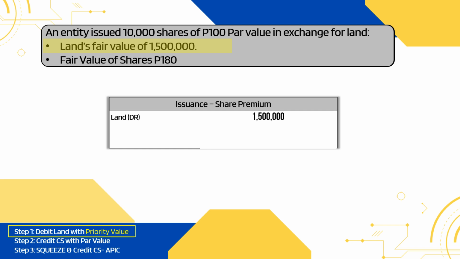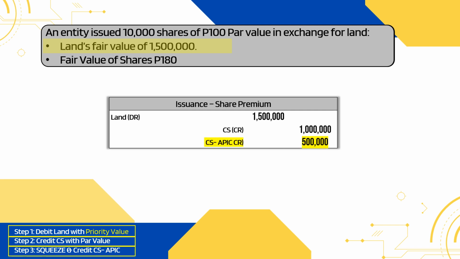Again, the next step will be credit your common stock or your CS by the par value. So, the par value is 10,000 shares times 100, which is 1 million. So, ano yung missing credit? Anything that you paid in excess will be credited to your CS APIC. So, basically, that is how you account for this particular scenario. So, this is our scenario 1.